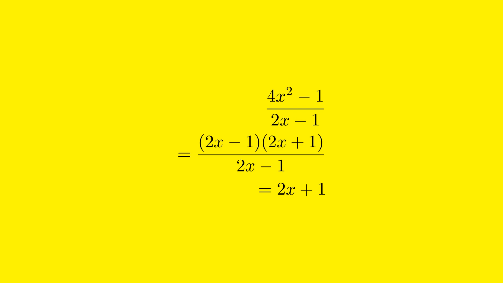Therefore, the expression has been reduced to the lowest terms. This concludes step 3, which is also the final step. The reduced form of the rational expression 4x squared minus 1 divided by 2x minus 1 is simply 2x plus 1.